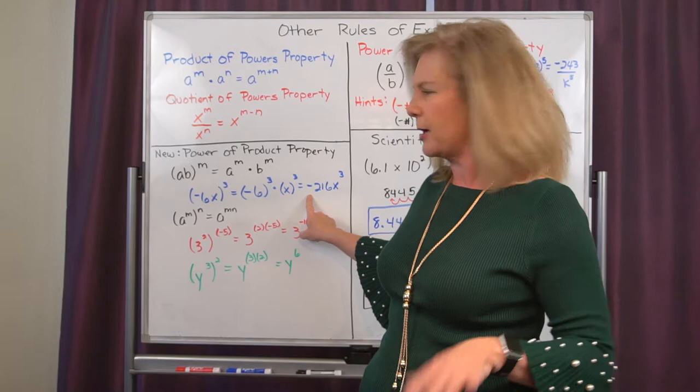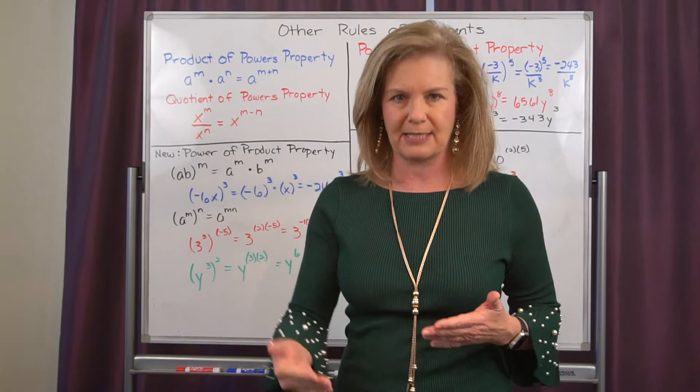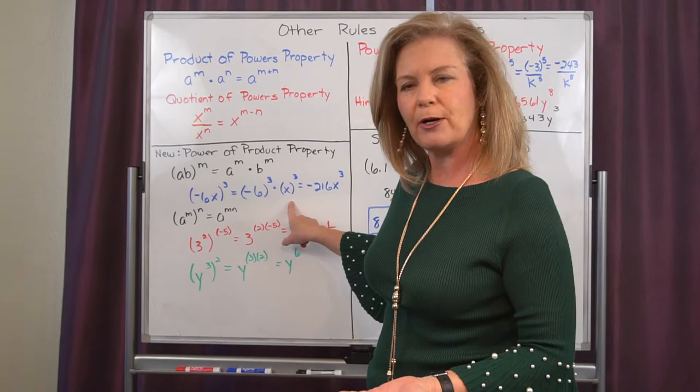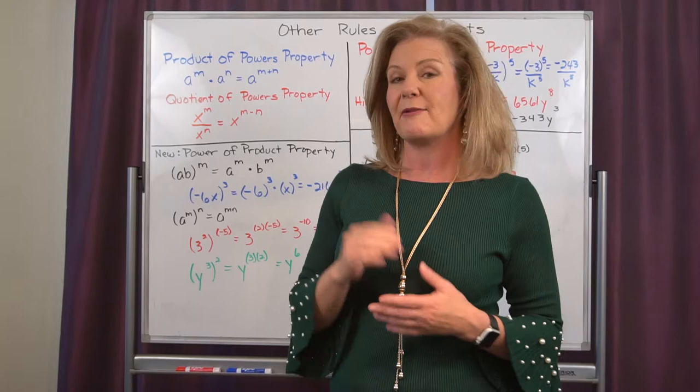And I know that 6 to the third power is 6 times 6 times 6. When I get that, I actually get negative 216. So I'm done with that coefficient. Now I'm going to go for my variable. So I have x to the third power. I don't know what x is, so I just add that in as x to the third power. So my final answer would be negative 216 x to the third power.